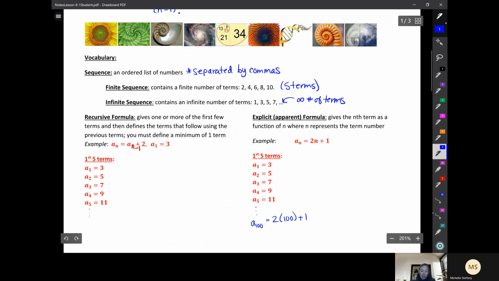Over on the left, for the recursive, if I wanted you to find a sub 100, you would have a sub 99 plus 2. So you'd have to go and reverse that and go, oh, well, what's the 99th term? And then what was the 98th term, and so on. Okay, so hopefully you can recognize the differences between those two different types of sequences.